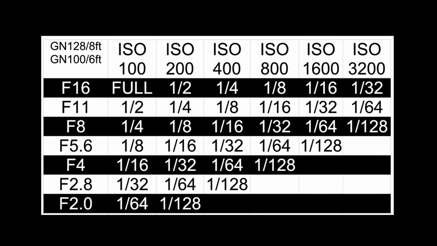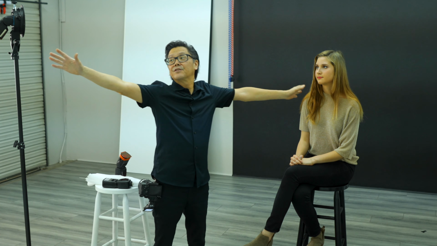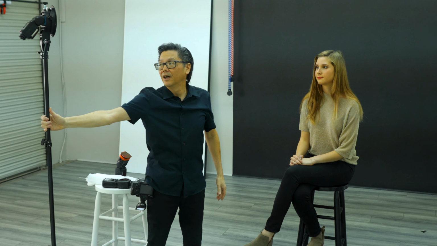So what we're going to do is start off with f11, okay? I'm going to be at f11, ISO 100, and according to the guide, I should be at half power at about 6 feet away. So we're going to take our flash and have it about 6 feet away, okay?